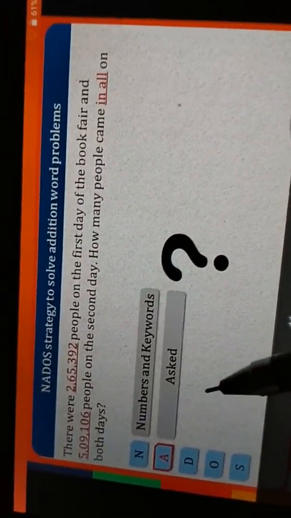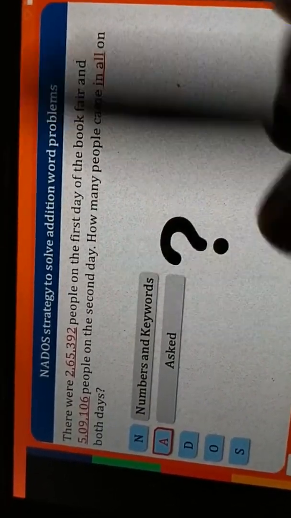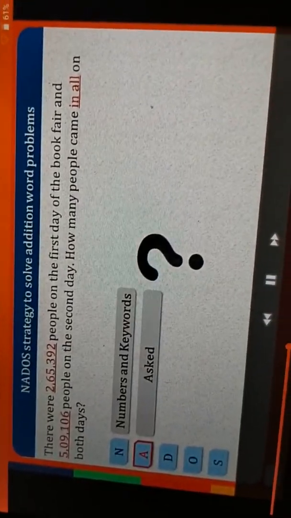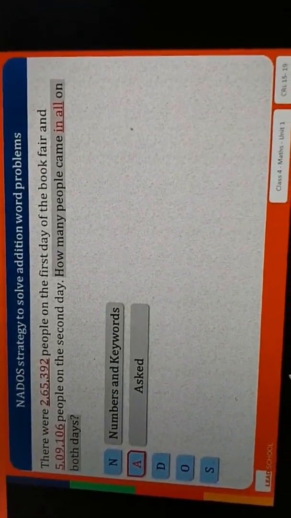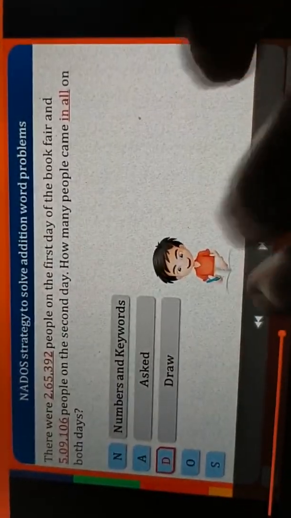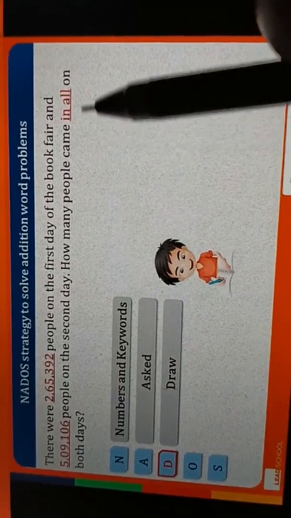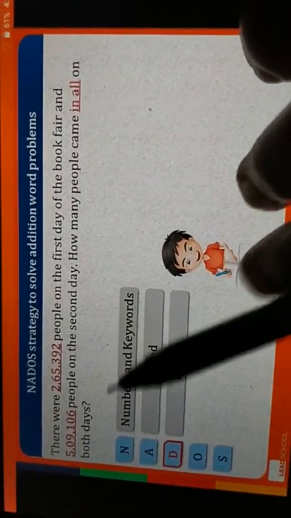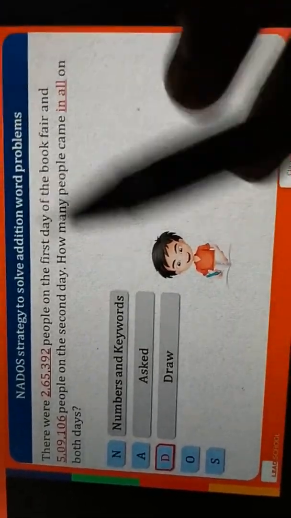Okay. In the question, A means asked. What is asked in the question? So let's see. The question is: how many people came in all on both the days? That means how many people came on both days, that we have to find.